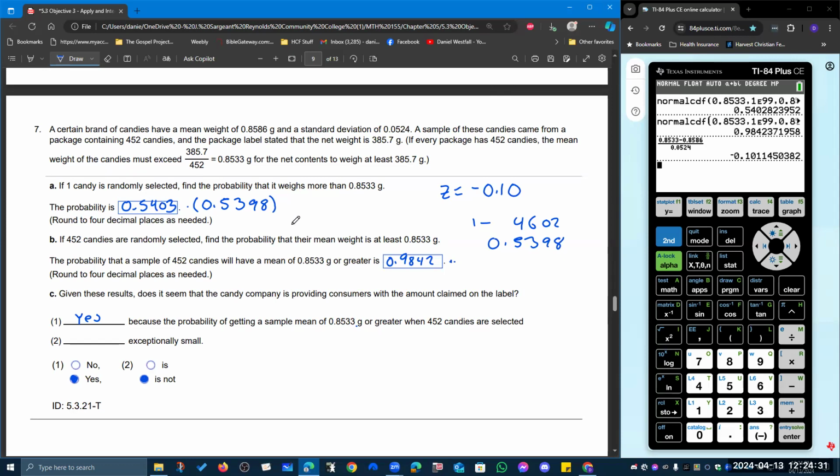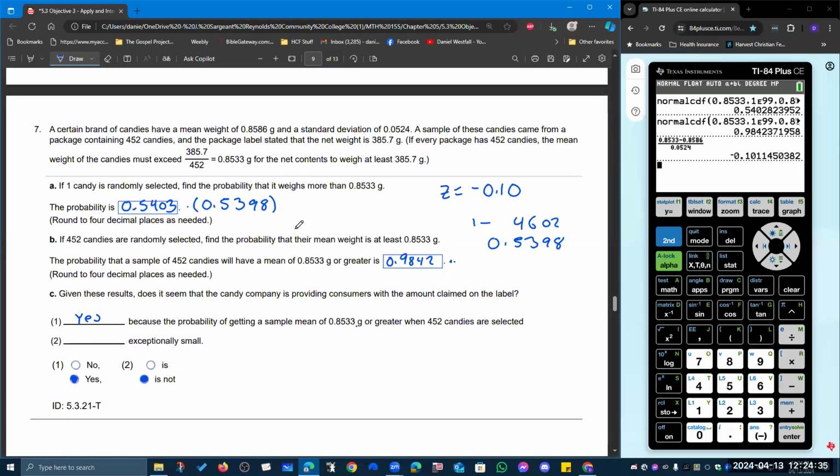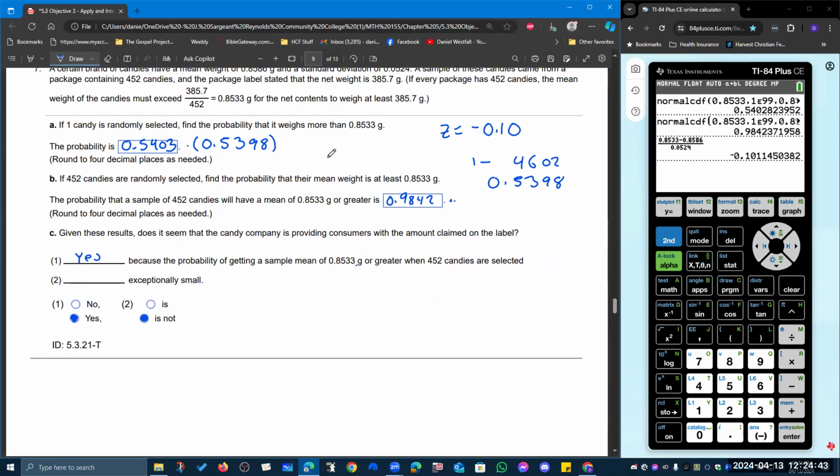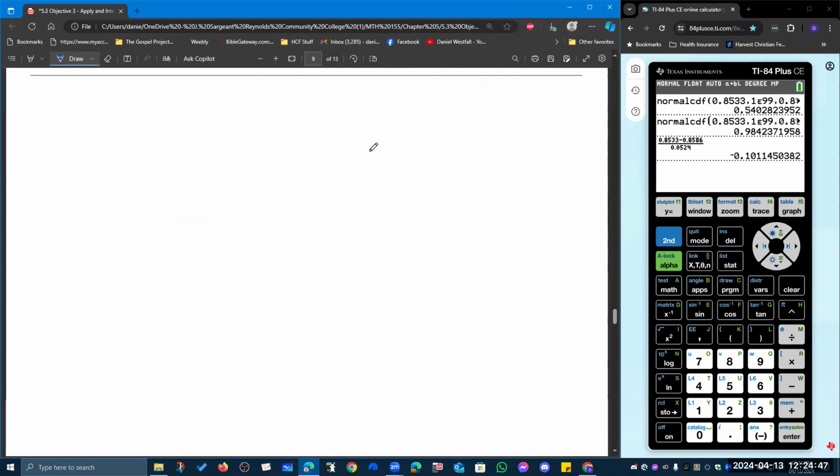Sometimes they're not following their own directions here, and I want you to be able to get the answers. So whereas previously they told us to use the Z table and they used technology, now they're telling us to use technology and they clearly used the Z table.